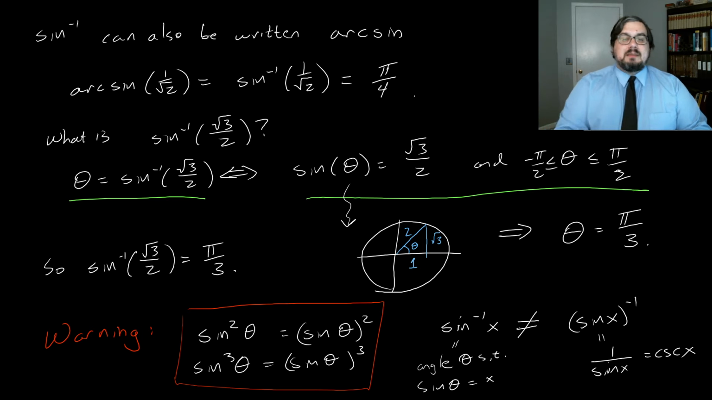One reason why some people prefer using the arc sine notation is that it does avoid this confusion. However, the -1 notation is used so ubiquitously that we will be using both of them. So just be careful. Remember that sine to the -1 of x does not mean 1 over sine of x. They just mean totally different things.